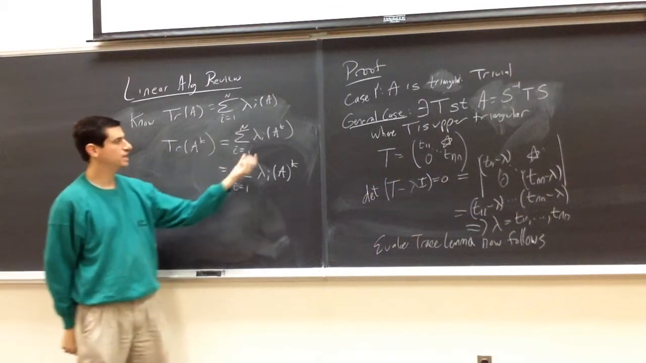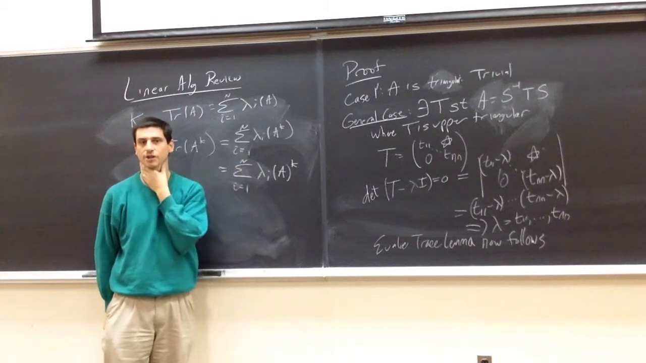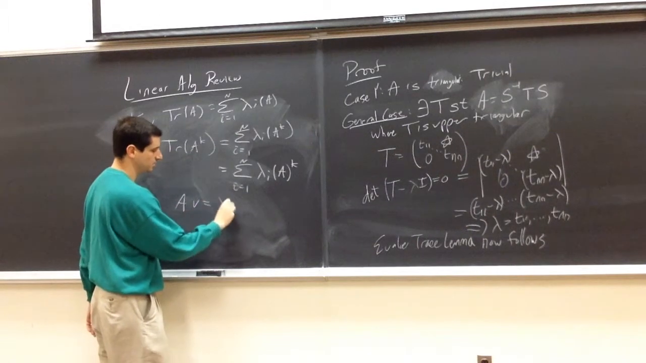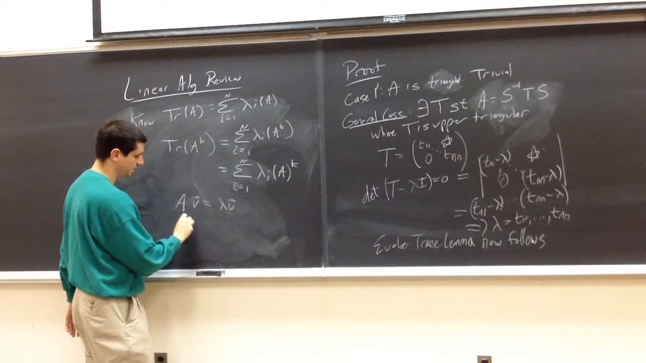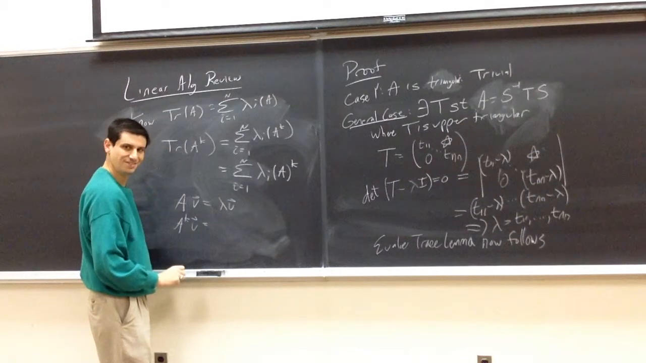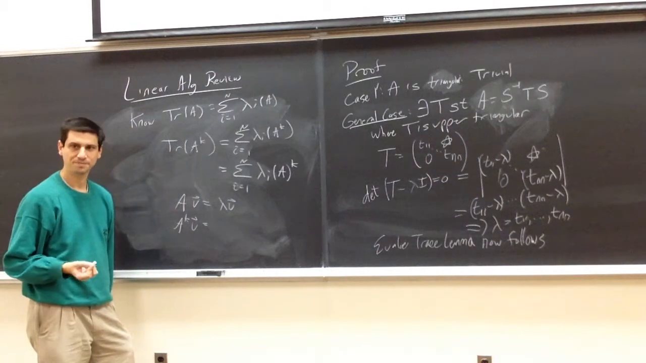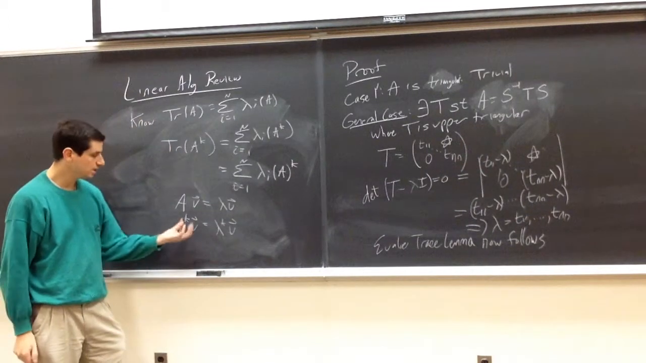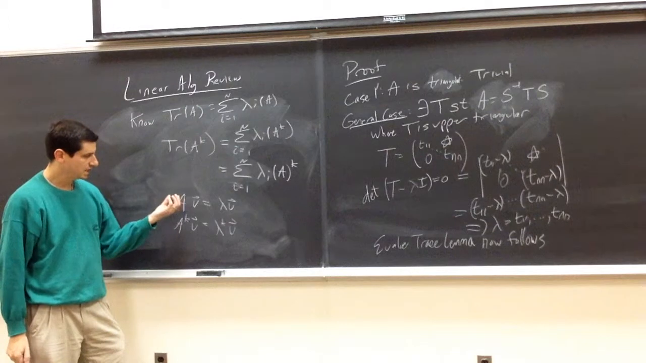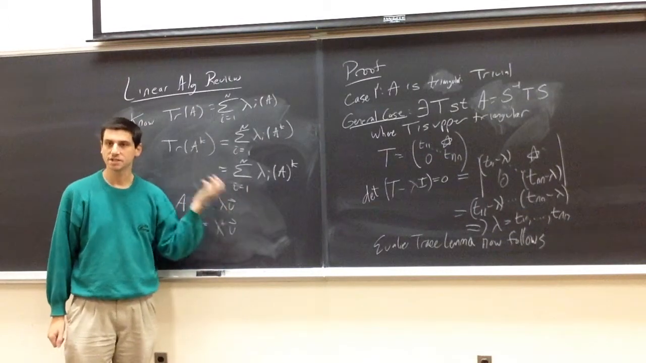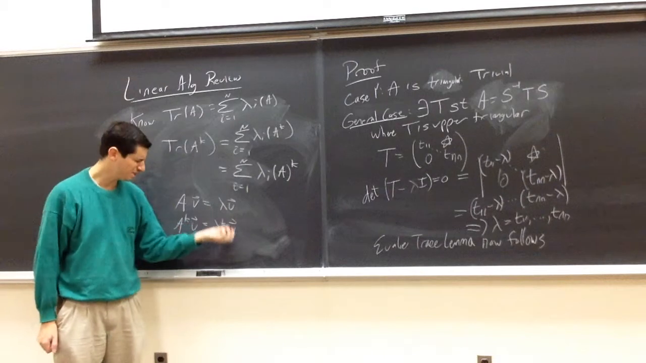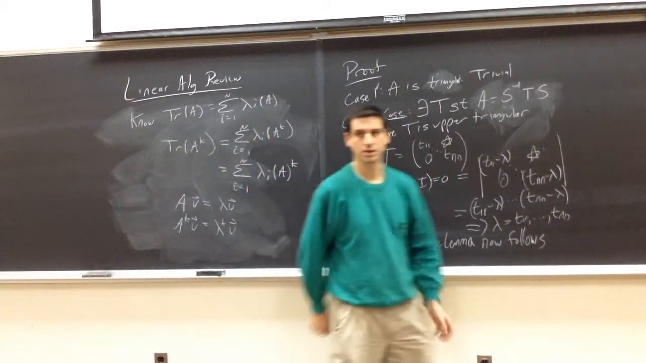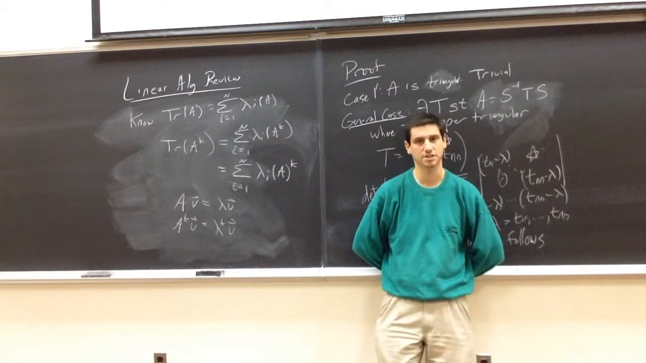So for this to be true, we just have to relate the eigenvalues of A to the eigenvalues of A to the k. Well, if Av equals lambda v, what's A to the k of v? So clearly, if lambda is an eigenvalue of A, lambda to the k is an eigenvalue of A to the k. The question is, could you get anything else? The question is, do you have things with the right multiplicities?